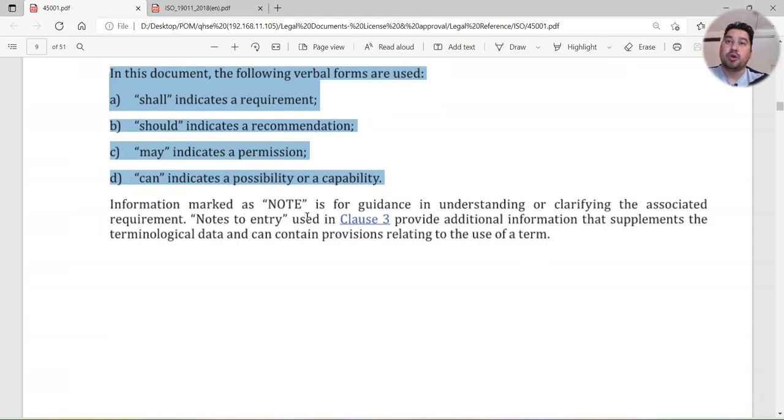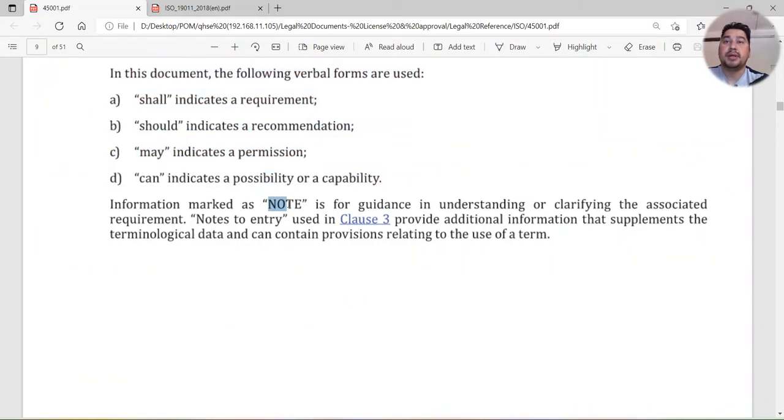Information marked as note is for guidance in understanding or clarifying the associated requirement. If there is any note, it will give you more information. It will give you the guidance so you can easily understand the things. Notes to entry used in clause number 3 provide additional information that supplements the terminological data and can contain provisions relating to the use of a term.